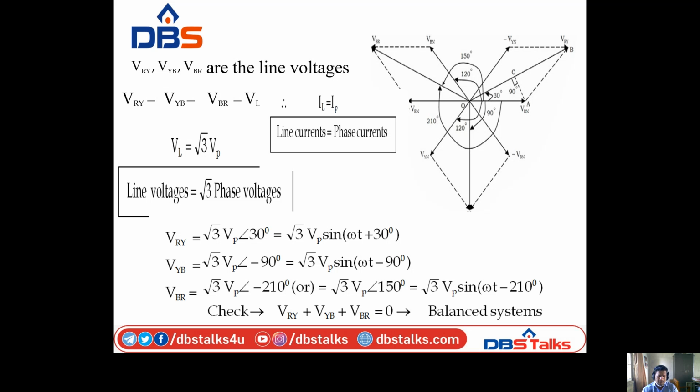Check all these three line voltages. For a three-phase balanced system, Vry plus Vyb plus Vbr is equal to 0. Already discussed in the last slide. So after checking all these things, we are getting Vry plus Vyb plus Vbr equal to 0. Then the given system is a balanced system. Like this, we have to derive the relation between the phase voltage and line voltage, and line current and phase current, in a star connected system.